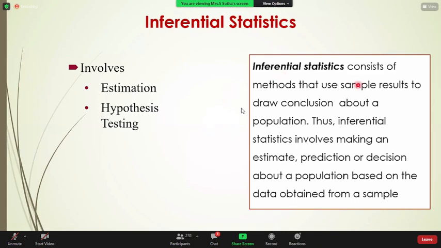Right? So based on this description, inferential statistics consist of methods that use sample results to draw a conclusion about the population. Right? What is the worth of inferential statistics? We only have to use the sample results. Then using the sample results, we can come to the conclusion for the population.